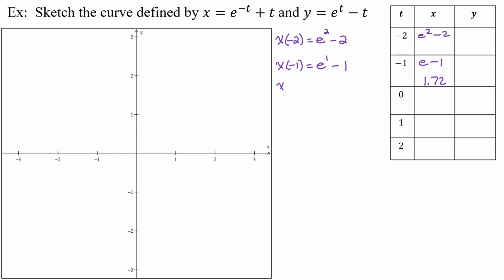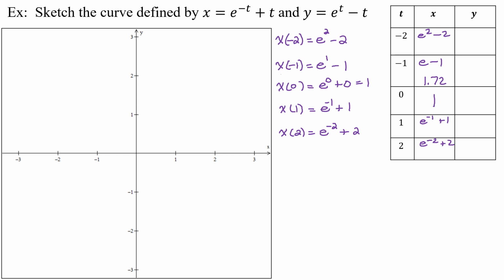If you plug in 0, I could do that one as well, because I'll get e to the 0 plus 0. That's just 1. If you plug in 1, you'll get e to the negative 1 plus 1, whatever that is. I'll have to pull a calculator out in a minute. I'll do that in just a moment to get our decimals. And if you plug in a 2, I'll have e to the negative 2 plus 2. Again, whatever that is.